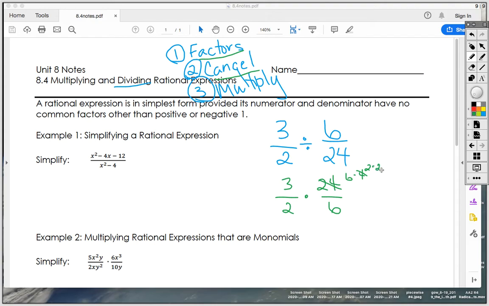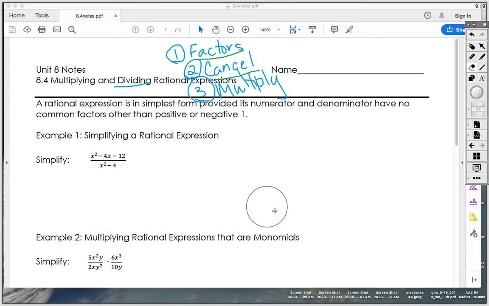Now you can cross cancel anything that is vertical, anything that crosses the line. So it can be vertical or diagonal. You cannot cross cancel anything that is horizontal. So what can I cross cancel? I have a 6 at the top and the bottom. They cancel each other out. I have a 2 at the top and the bottom. They cancel each other out. So I have 3 times 2, which equals 6. This should be very, very simple because you should have been doing this since 7th grade, 6th grade. We are now going to apply this to expressions.